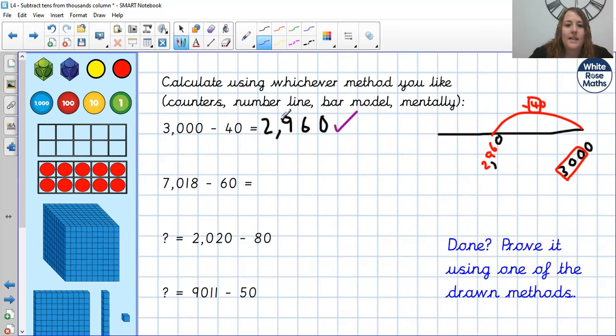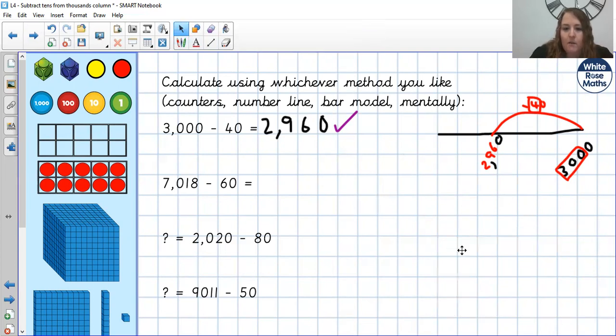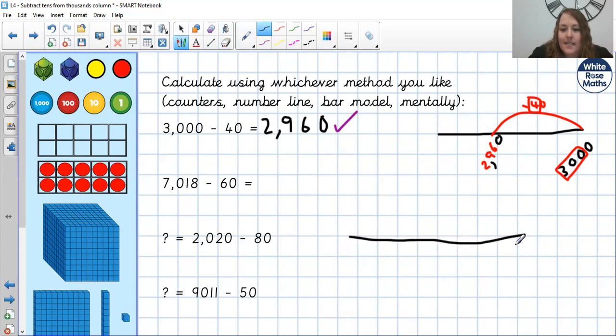Okay, next one then. We have 7,018. And I'm just going to get rid of this writing so I can still use this part of the board. Okay, 7,018. I'm going to pop over here. And we need to be taking away 60. Again, I'm just going to show you that because I've got a 10, I can take away a group of 10 first of all, and then I can take away my jump of 50. But again, you can do that jump of 60 if that's easier for you.